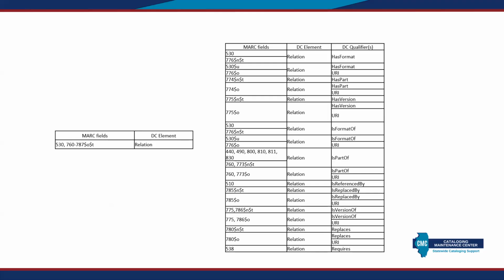Just as a visual example of the difference in the level of detail between simple Dublin Core and qualified Dublin Core, I have here the MARC to simple Dublin Core and MARC to qualified Dublin Core crosswalk sections just for the Dublin Core term relation. On the left, we can see that MARC fields 530 and 760 through 787 all map to relation. But the crosswalk on the right is massive in comparison, and using the qualified terms preserves a lot more of the detail and specificity of the MARC record than just using the simple term.